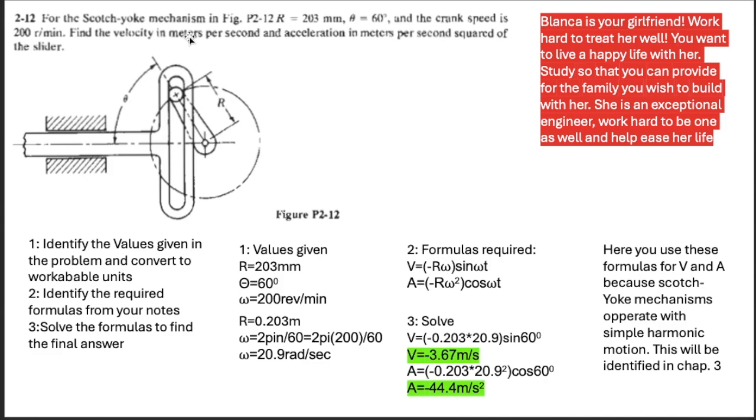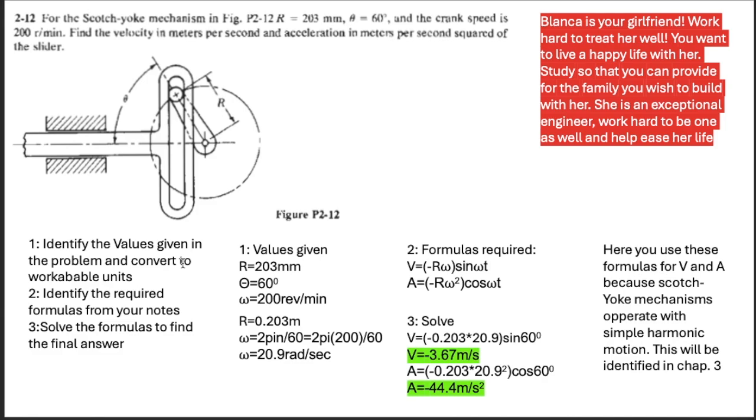So in the Scotch yoke mechanism, you're given degrees, millimeters, and revolutions per minute. So step 1 is identify the values and change them to workable units. Then you'll be going through that list of formulas that I selected and presented to you. Go through that list and figure out, from this given problem, what are you going to use?